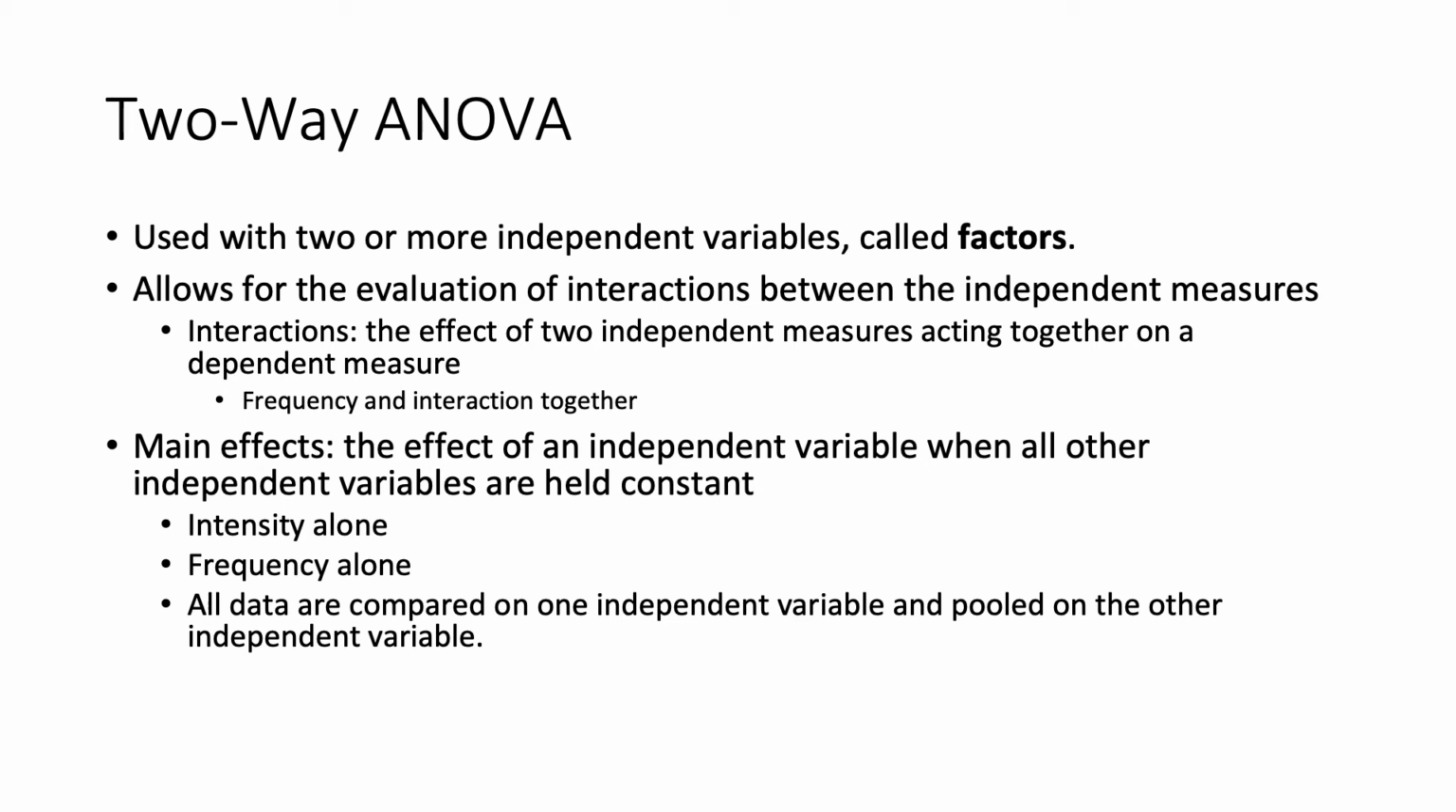Unlike a one-way ANOVA, a two-way ANOVA allows for the evaluation of interactions between the independent measures. An interaction is the effect of two independent measures acting together on a dependent measure. There could be an interaction between frequency and intensity. We can also look at the impact of just frequency alone and just intensity alone. So just looking at the sole independent measure, this is called the main effects. With the main effects, all data are compared on one independent variable and pooled on the other independent variable.